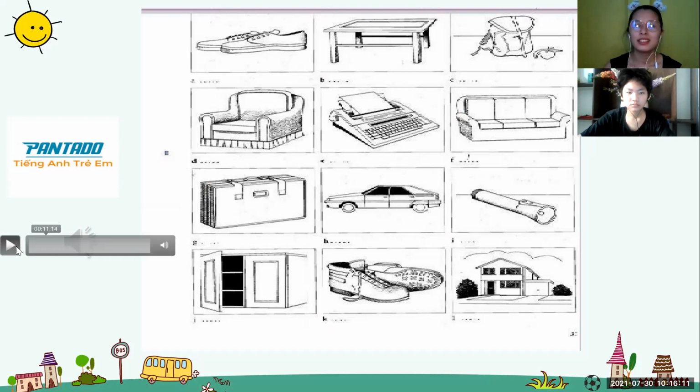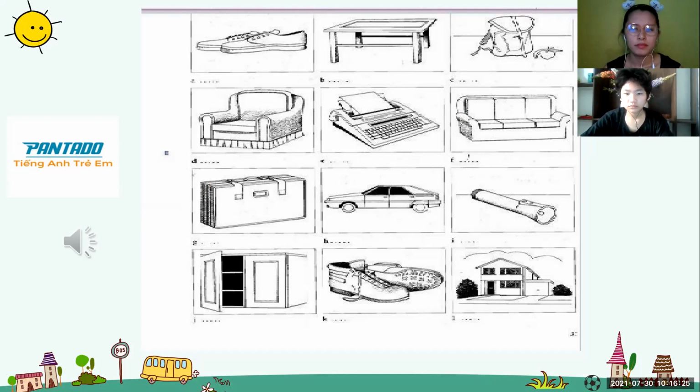Activity 3. You will hear people talking about 7 of the things in the pictures below. Number them from 1 to 7. 1, Yes, it's very comfortable and wide enough for 3 people to sit on.